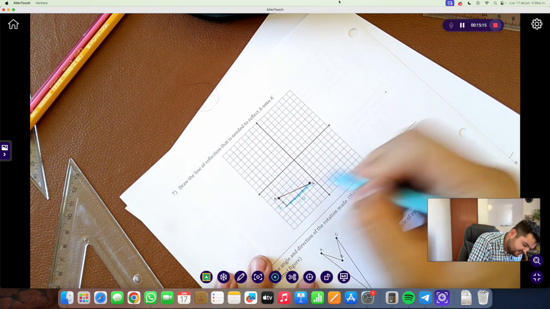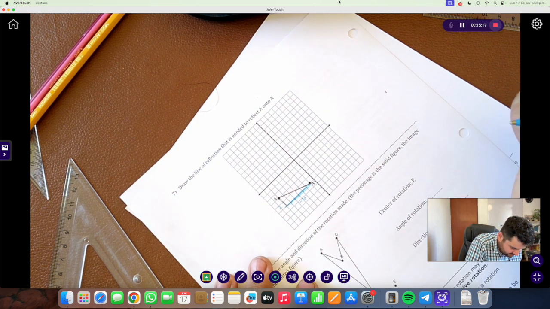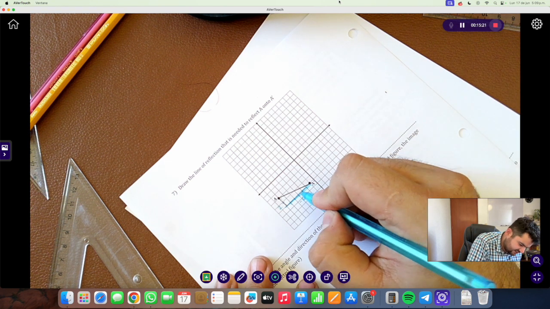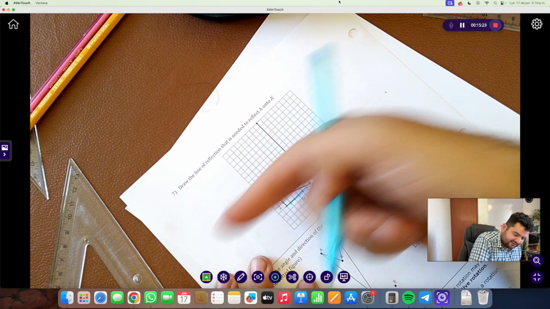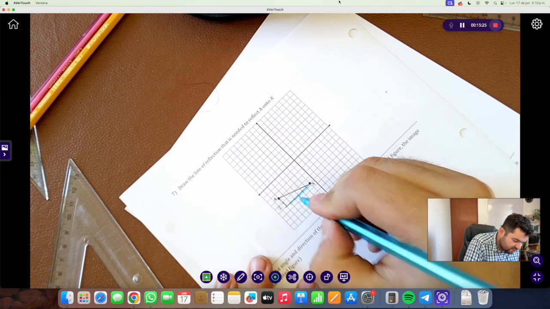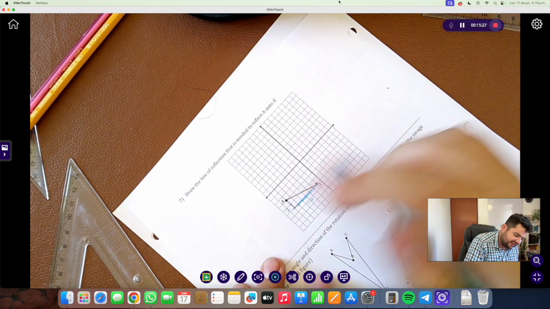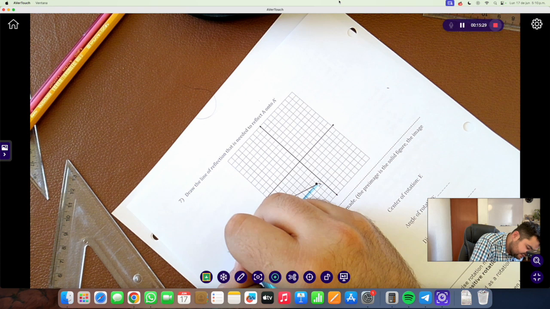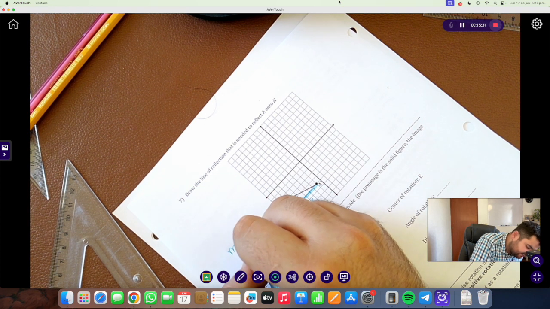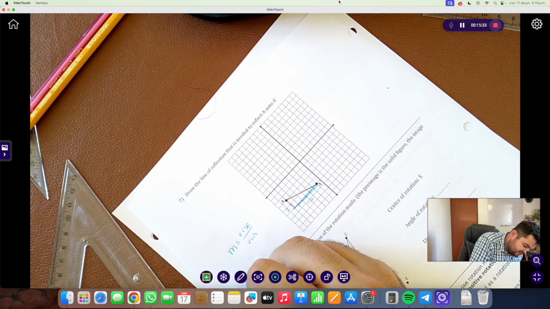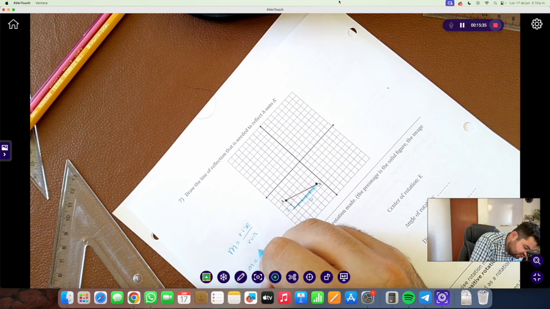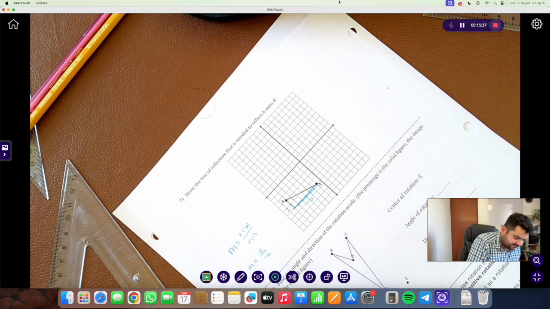Sorry, of negative 6. Is it positive 6? Negative 6? No, negative 6. Because you're going like this into this direction. So the slope of this line is rise over run. So my slope is 2 over negative 6.